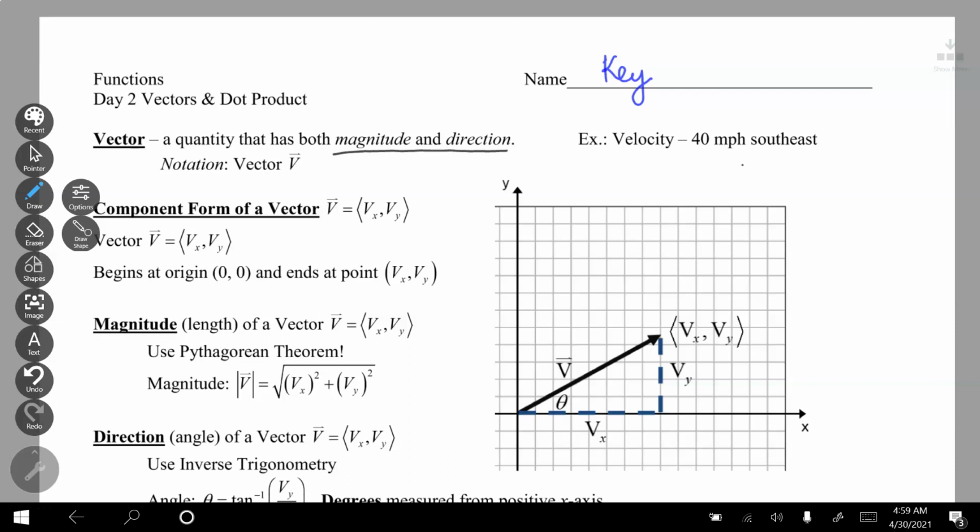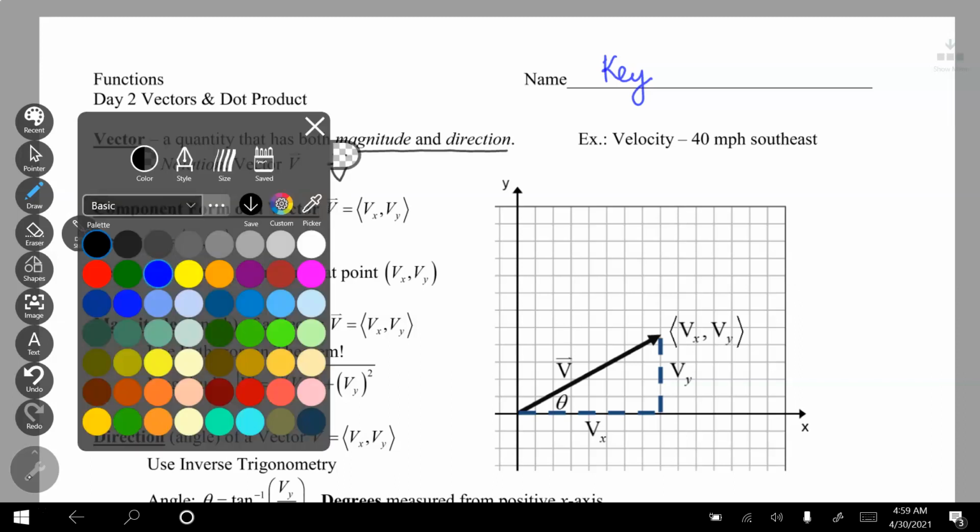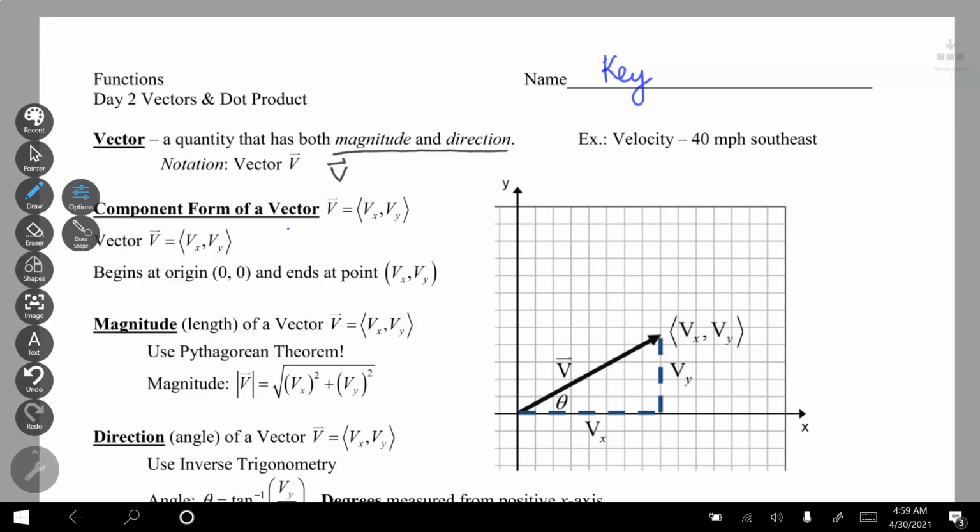A couple of examples here: 40 miles per hour southeast, a force at a certain angle. Our notation for vector is a V with a little arrow hat on it, and we always write a vector like this. The vector has components, an x and y component. So an example of a vector could be pointy brackets, not parentheses, 5, 3.